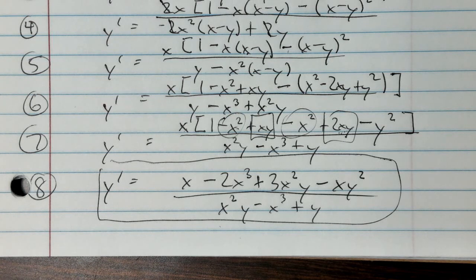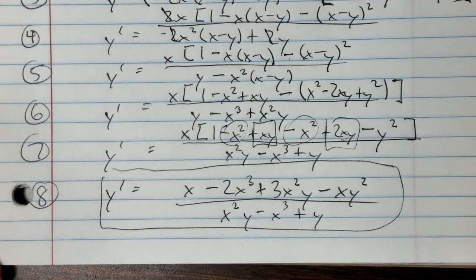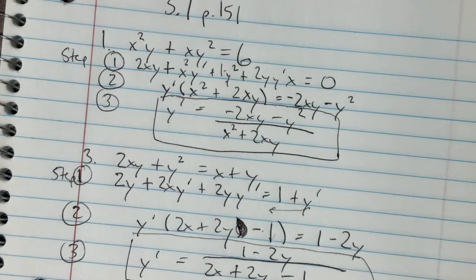Very important that you distribute properly and combine your like terms. Okay, so there's 1, 3, and 5. Number 7 is next.